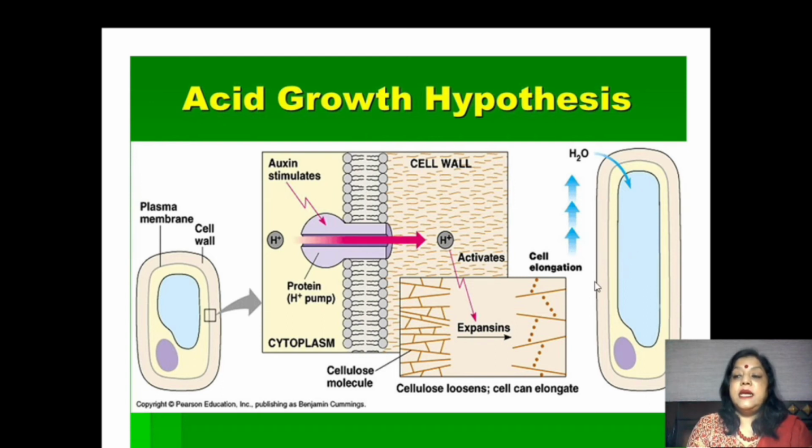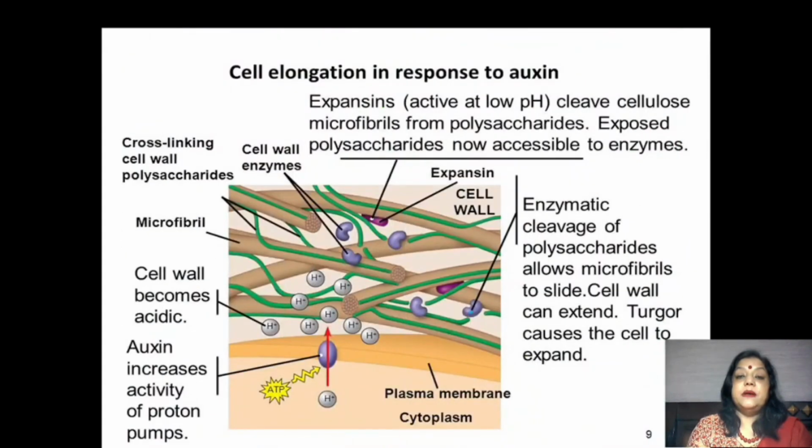Auxin interacts at the gene level by synthesizing new proteins or enzymes. These enzymes are required for the synthesis of new cell wall material. Cell elongation in response to auxin: we can understand it by this slide.